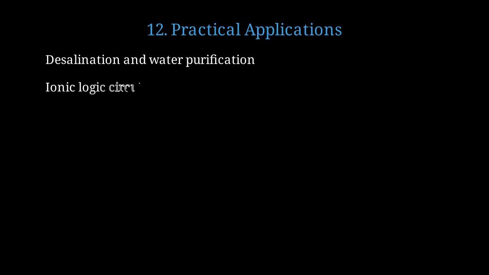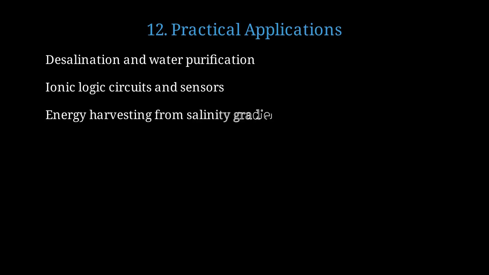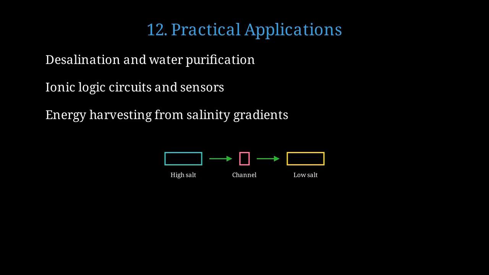These phenomena have important practical applications. Nanochannels with surface charge can selectively remove ions for desalination and water purification. The rectification behavior enables ionic logic circuits and highly sensitive biosensors. Selective ion transport can be used to harvest energy from salinity gradients between fresh and salt water. In energy harvesting, the salinity gradient drives selective ion flow through nanochannels, generating electrical current.